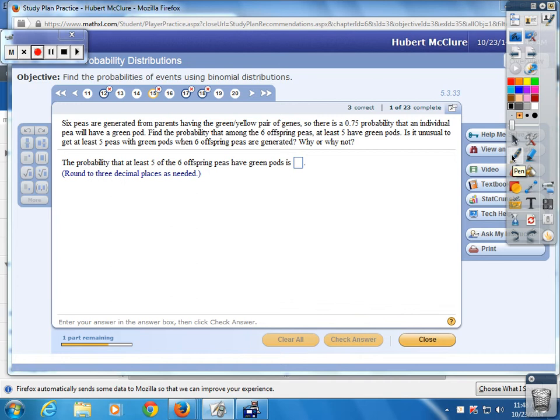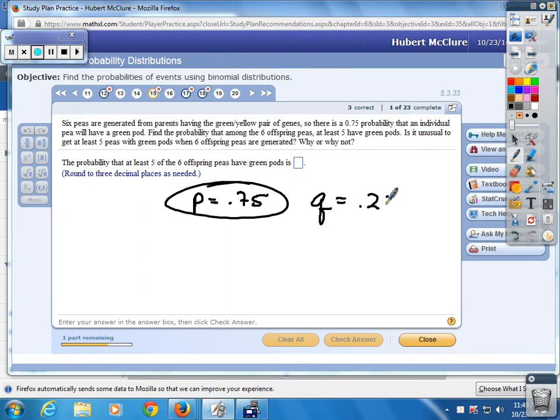All right, here we go. And we have a P of 0.75. And if you need it, Q is equal to what? 0.25. Wow, sorry. I don't know what planet you're on. I wasn't listening, I'm sorry. Okay? And it looks like N is equal to what?